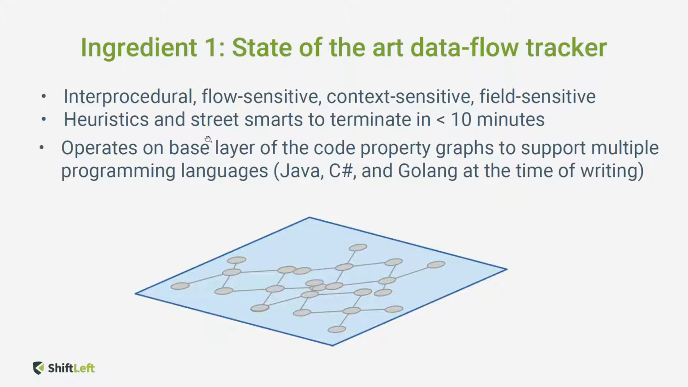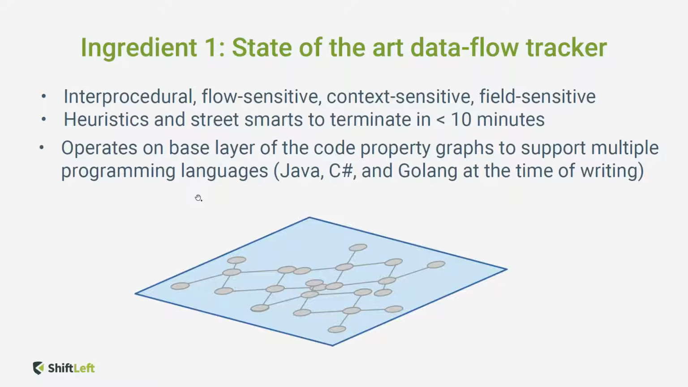It's interprocedural, it's flow sensitive, context sensitive, field sensitive, and in addition to that, we implemented a whole bunch of heuristics that are simply necessary to terminate on time. The benchmark is processed in under 10 minutes. That is essentially something that we need to do because in our use case, our data flow tracker is used per commit within a CI/CD cycle.